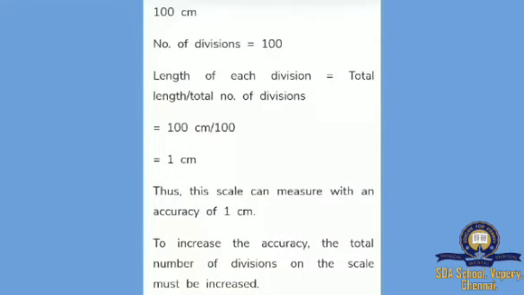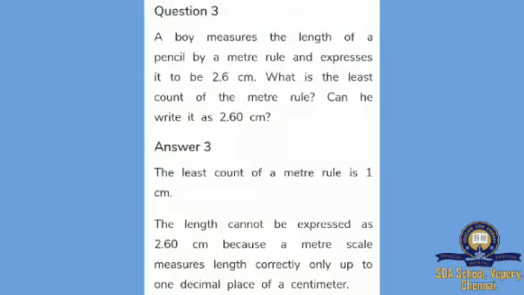If you want to increase the accuracy, then the total number of divisions on the scale must be increased. Suppose here the total number of divisions is 100. If you increase to 1000, then the accuracy also increases.